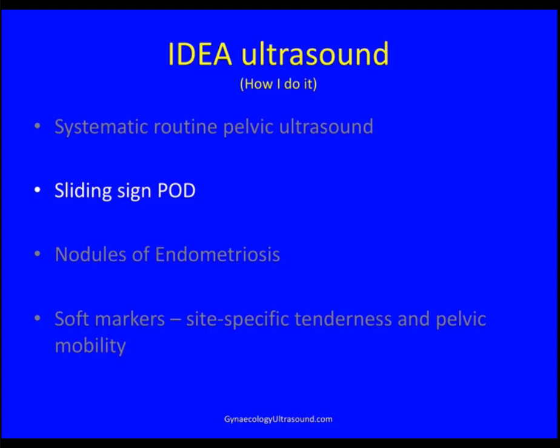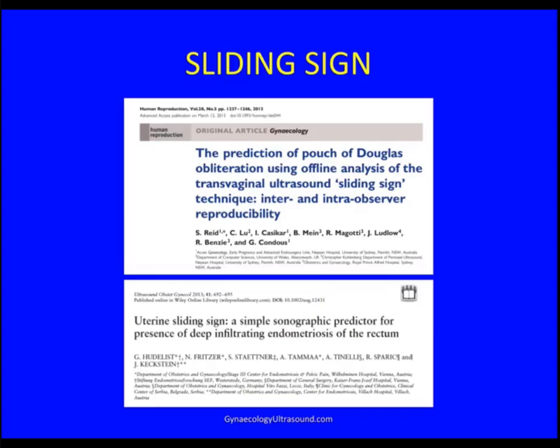So that was the systematic routine pelvic ultrasound, but specifically always looking for features of endometriosis. Next, you've got to do the sliding sign in the pouch of Douglas. These papers were published in 2013 and told us about the sliding sign.